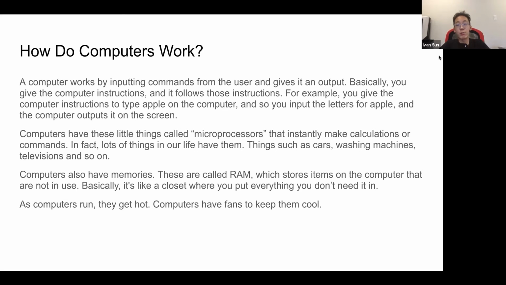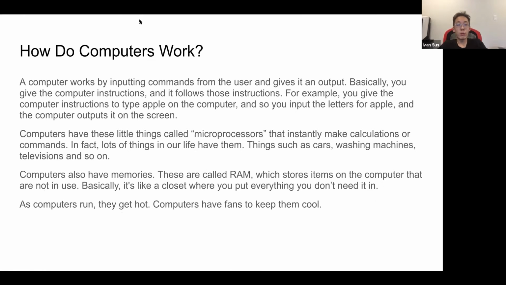And moving on through the slide, computers also have memory. This is usually called RAM, which stores items on the computer that are not in use. Basically, it's like a closet where you put everything you don't need in it. Pardon the typo, and you can take it out and access it where you left off. And as computers run, they get hot, so computers normally have fans or heat sinks, cooling devices to cool them off.